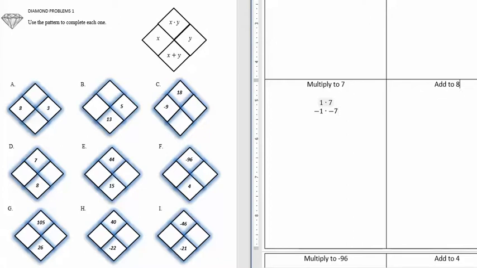Looking at my list of numbers, which of those would add to be 8? Well, that's 1 plus 7 equals 8. So those two numbers, 1 and 7, are the numbers that are going to go on the side there.